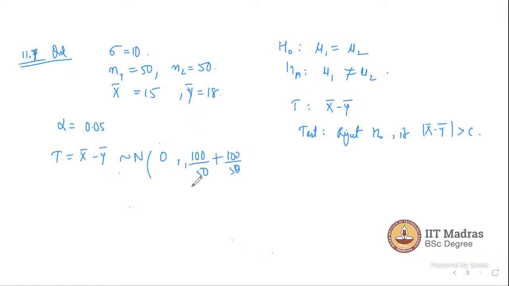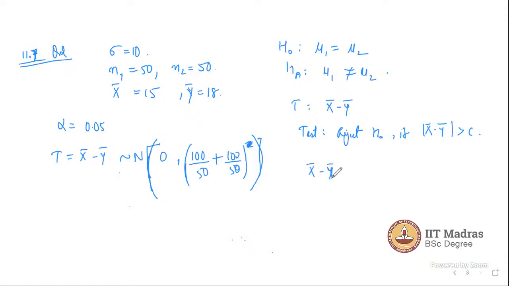So exactly, this was my question. Why have we taken 100 by 50 when we have been given just sigma? Do we consider it for n1 also and n2 also? Yeah, because this is your test statistic, right? So x bar minus y bar is your test statistic.